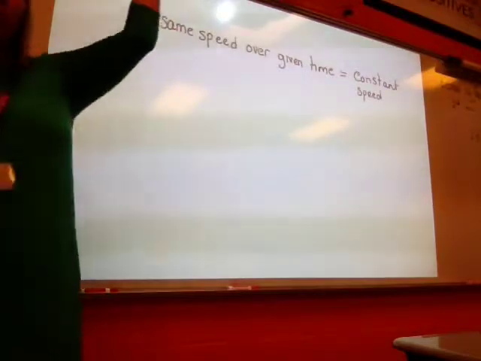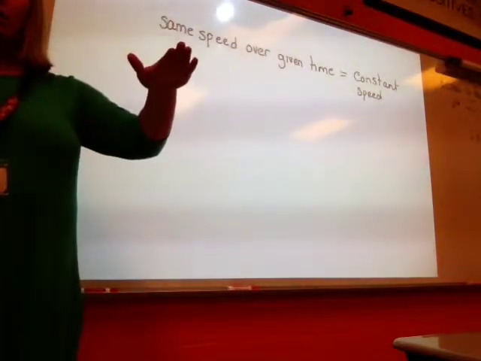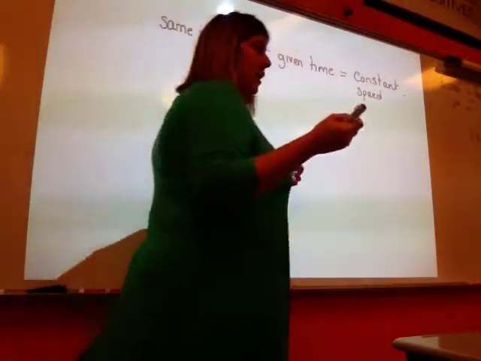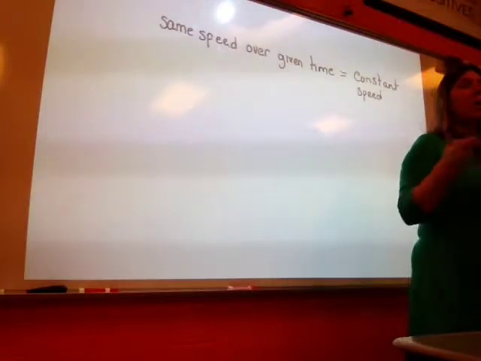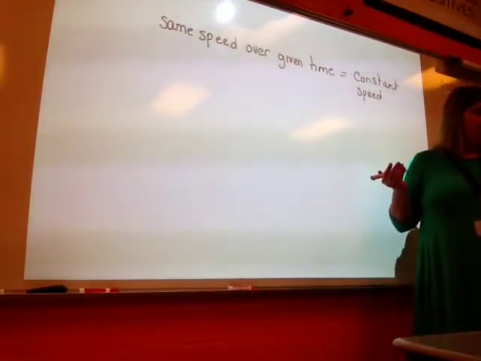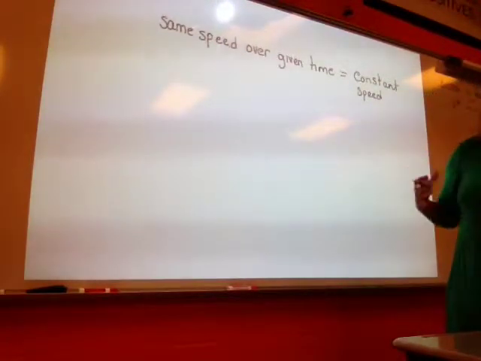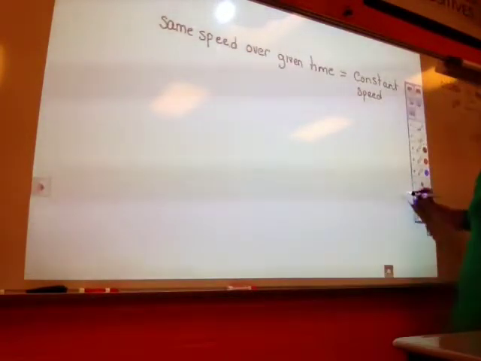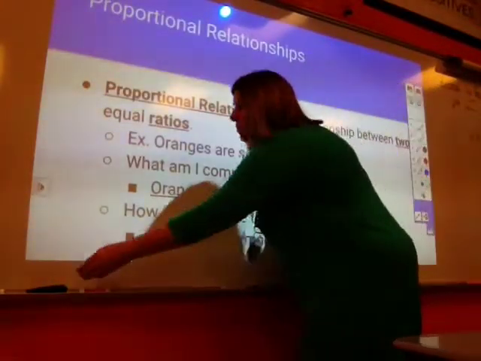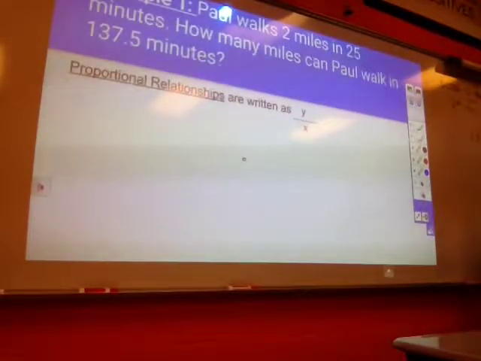Everybody agree? It's not going to go 71. It's not going to go 69. It's going to stay 70. Everybody agree? That's considered a constant speed. It's not fluctuating. It's staying the same. So we're going to talk about that today in terms of how that relates to being able to write proportions. All right? So let's start with our first example.